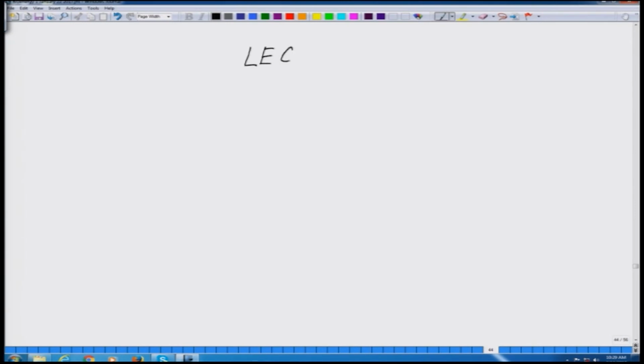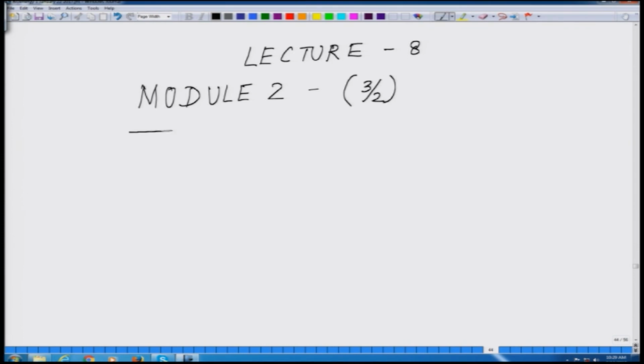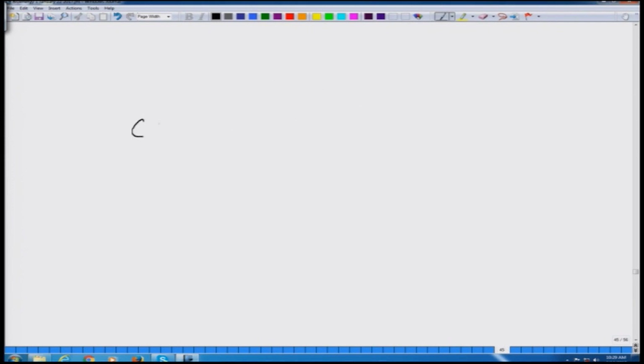Today we are into lecture 8. So, essentially in module 2, this is basically the third lecture of module 2, 3 by 2, that is why I did it like this. Okay. So, now if you remember, the very first reaction we dealt with was CO2 plus H2O making CH2O plus oxygen as the byproduct.